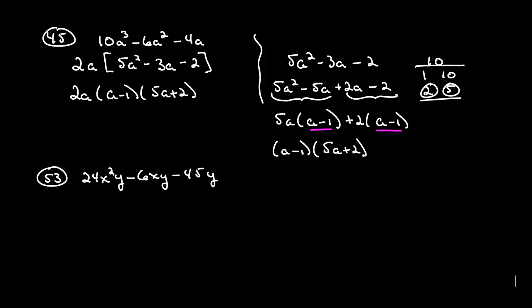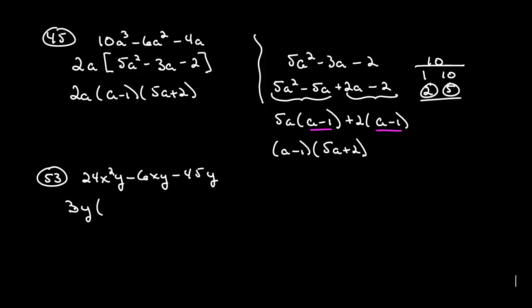Well, 6 only has 2 and 3. I can't factor 2 out of 45, so let's try the 3. Well, 24 is divisible by 3, so is 6, so is 45. So we'll pull a 3 out. Now, I can only pull a y out of everything, because everything's got a y, but not everything has an x in it. So we'll pull the y out. Now, what am I left with?